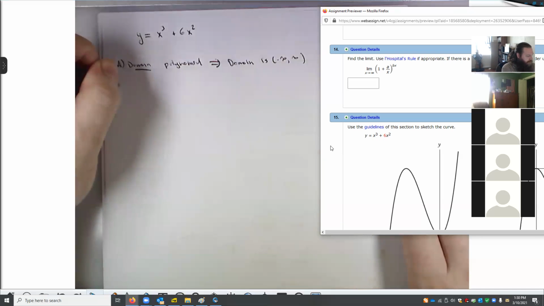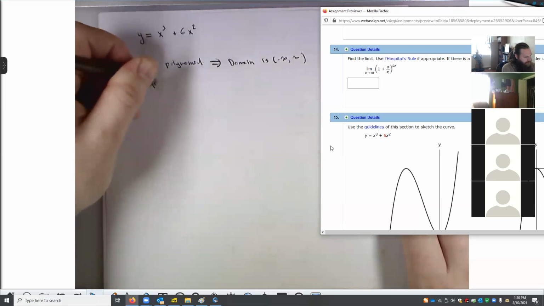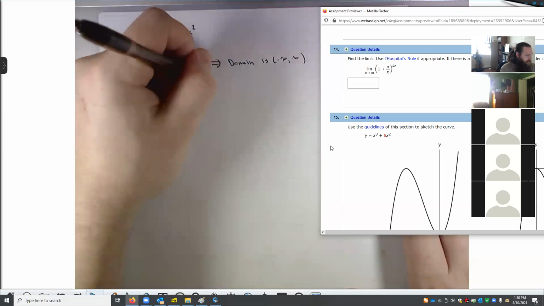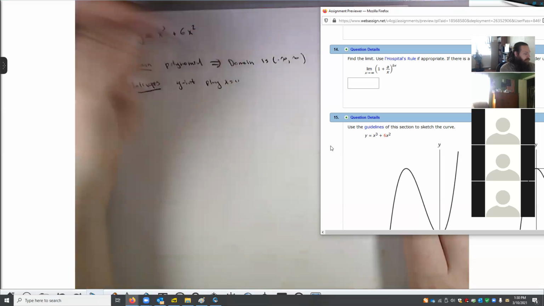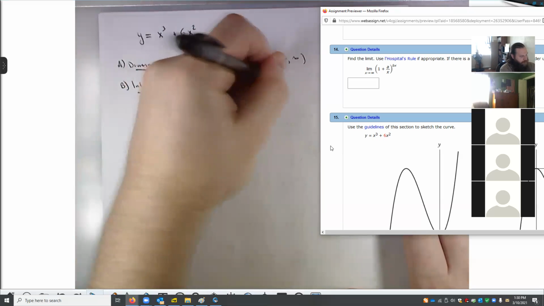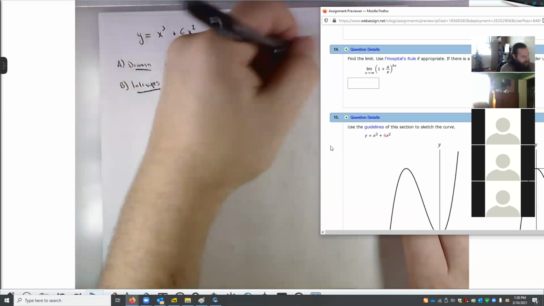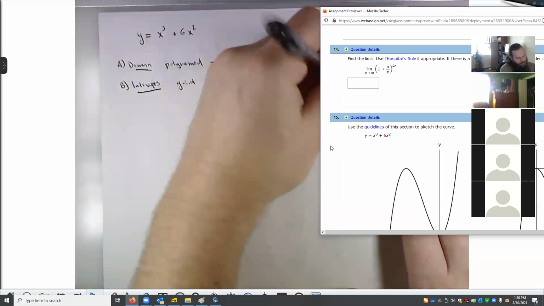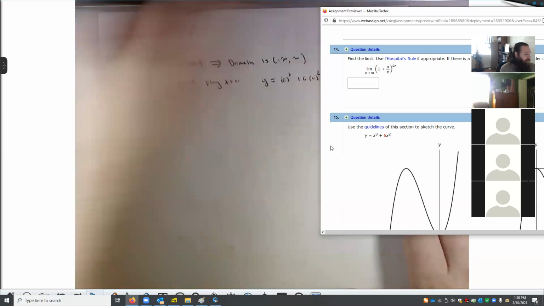Then we want to find intercepts. The y-intercept comes from plugging x equals 0. So when we plug x equals 0, we get y equals 0 cubed plus 6 times 0 squared, which is just 0. So the y-intercept is (0, 0).